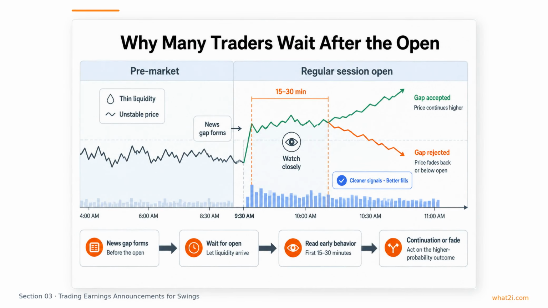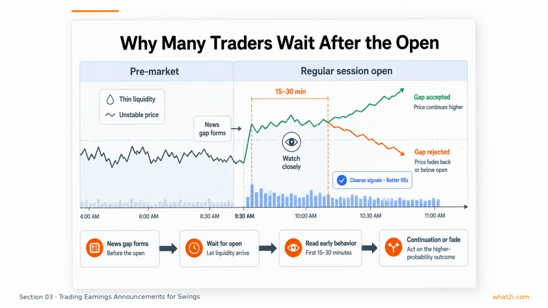Many traders wait after the open because the first 15 to 30 minutes often reveal the market's true opinion. Pre-market trading can be thin, jumpy, and less reliable, especially in names reacting to earnings. Once the regular session begins, liquidity improves and the opening range starts to form. That early range shows whether buyers or sellers can actually defend the gap in normal trading conditions. A gap that holds steady during this period may be accepted and continue. A gap that quickly weakens during this period may be setting up for a fade. Waiting a little can feel slower, but it often produces cleaner signals and better decisions.